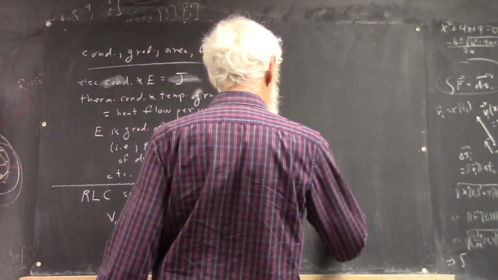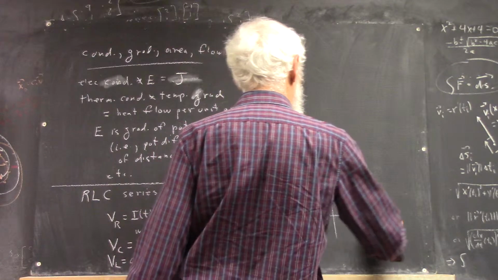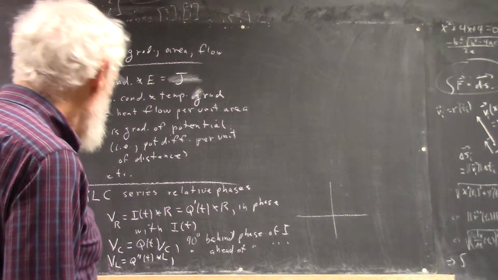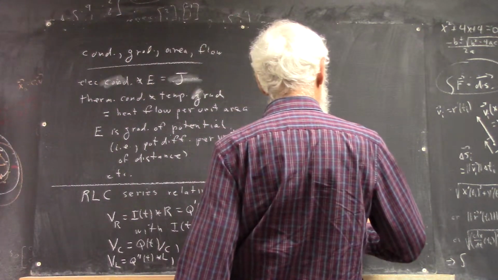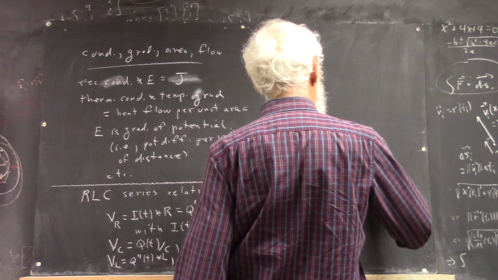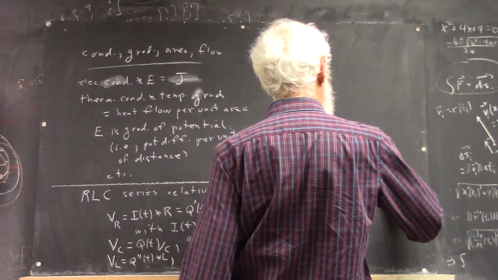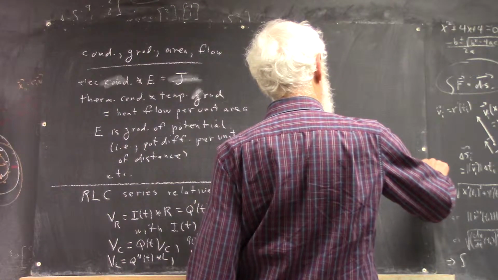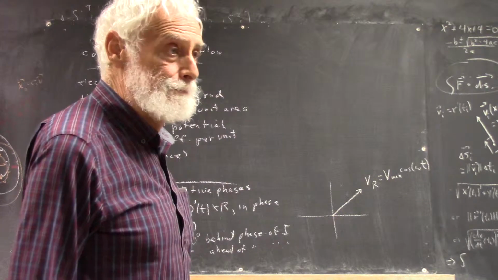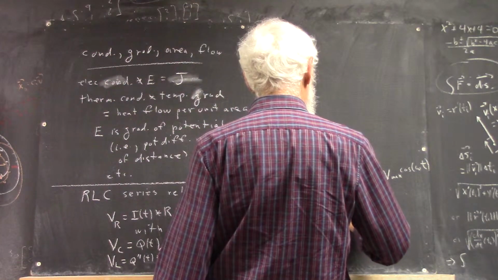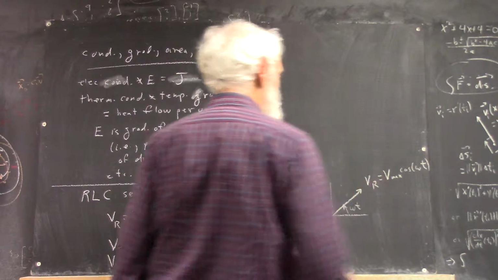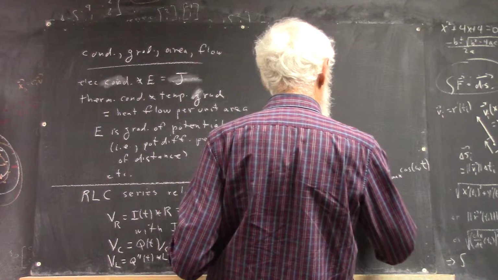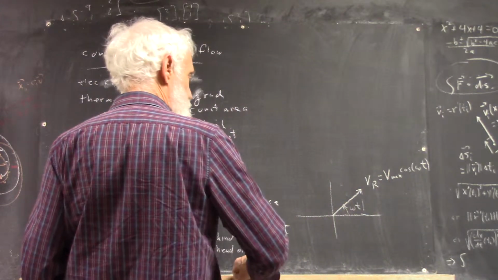Now, our phasor diagram, we have V sub R, let's just say it's V max cosine of omega T. So right now the angle here is omega T. Of course, as T goes on, this thing just rotates around here, and the actual voltage is the projection down here. Okay?